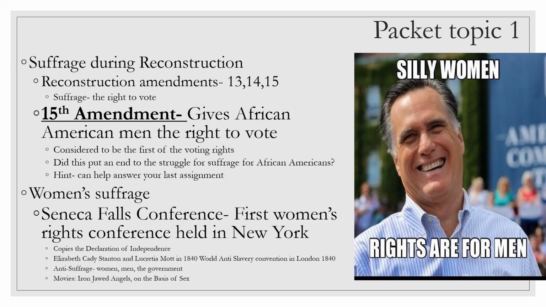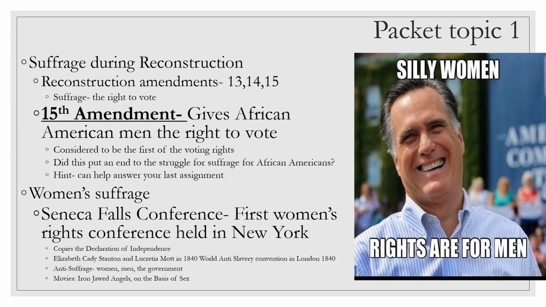So here's how this is going to work. When we look at the Reconstruction Amendments, that is Amendment 13, 14, and 15, those are the 3 amendments that come directly out of the Civil War. Because we have the Civil War, we get these 3 amendments. If you are remembering the Civil War, you know it was fought over states' rights and slavery, okay? So we're going to focus on the 15th Amendment. The 15th Amendment gives African American men the right to vote, not women, okay?